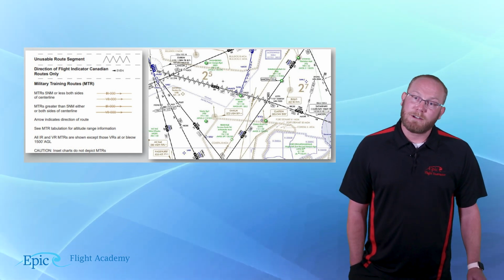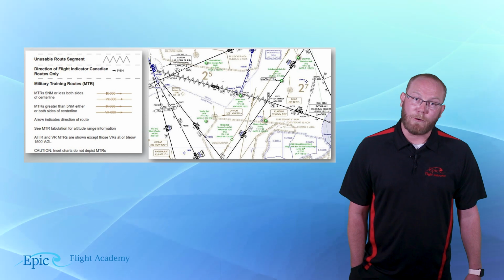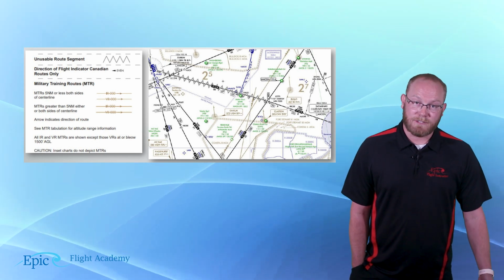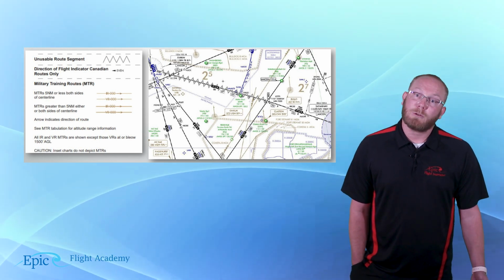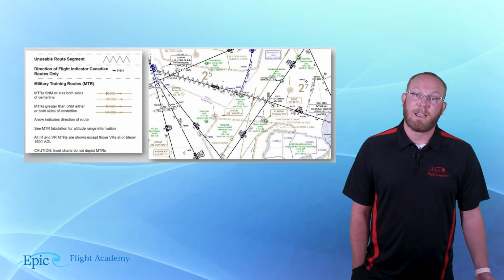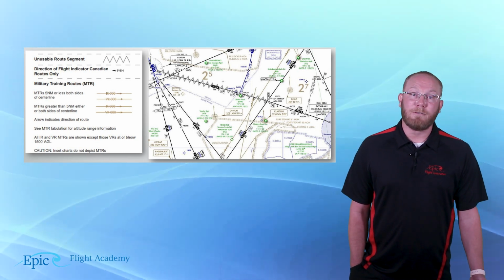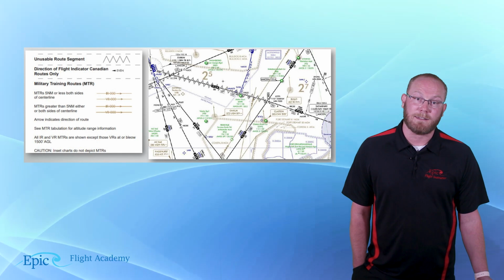You'll also notice there's a line there that's squiggled out. That is an unusable route segment due to maintenance or some other technicality that the FAA is currently working on. So that route cannot be used for flying in the sky.